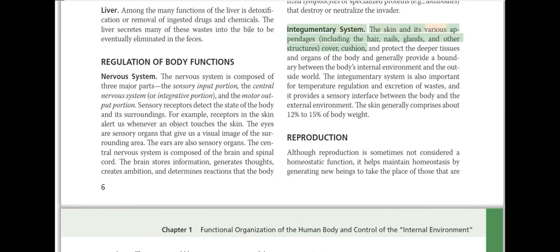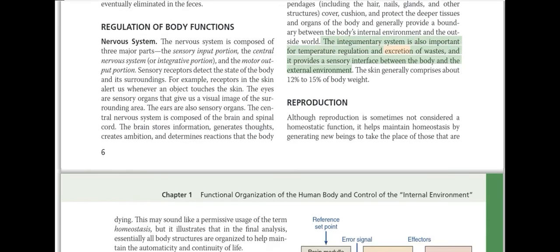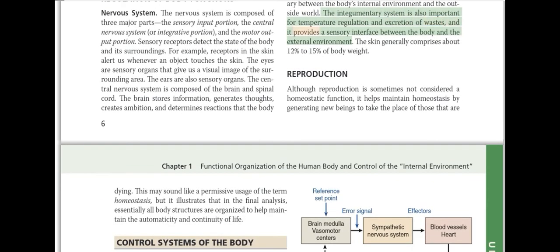The skin and its various appendages cover, cushion, and protect the deeper tissues and organs of the body and generally provide a boundary between the body's internal environment and the outside world. The integumentary system is also important for temperature regulation and excretion of wastes, and it provides a sensory interface between the body and the external environment. The skin generally comprises about 12% to 15% of body weight.